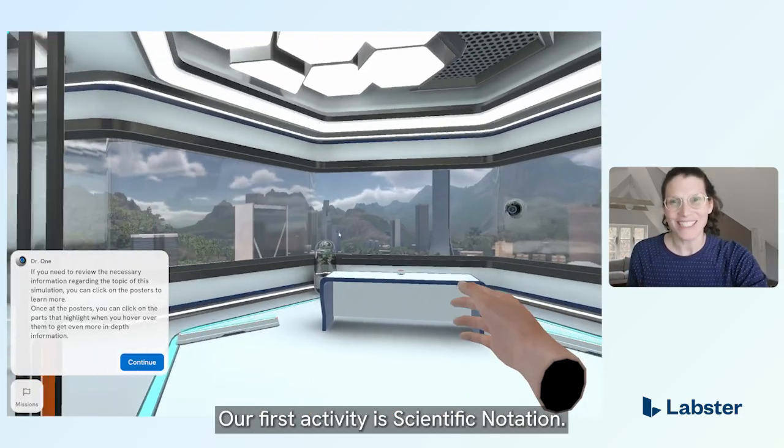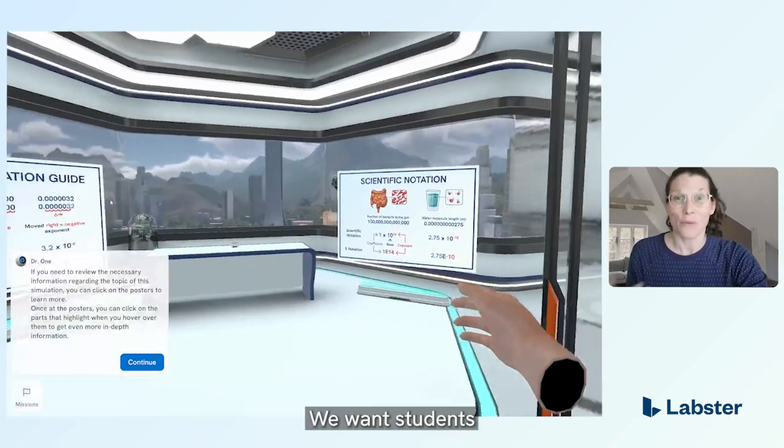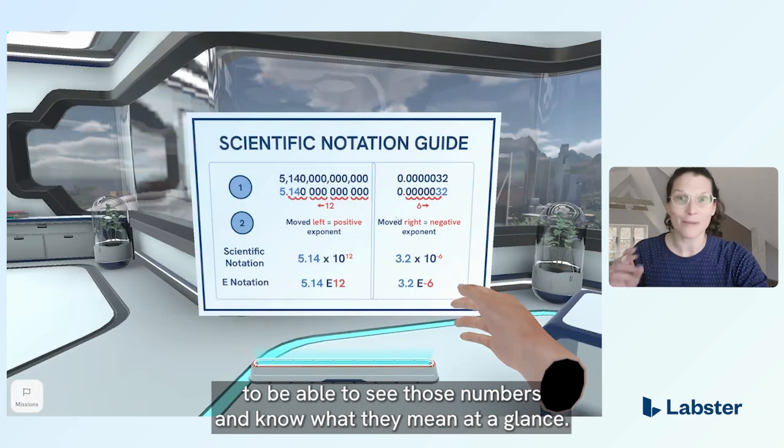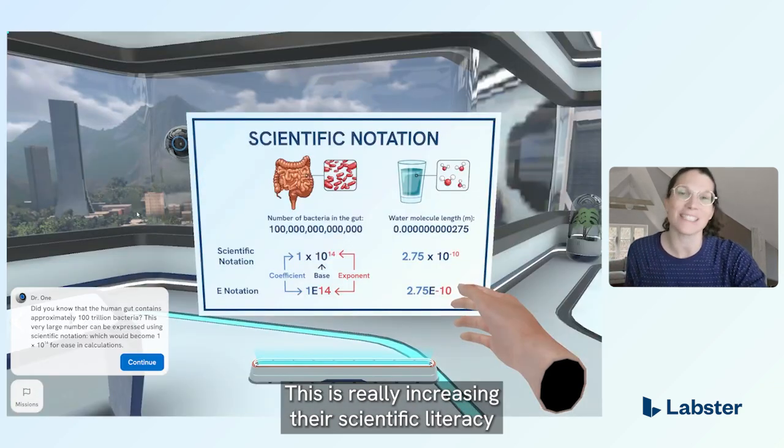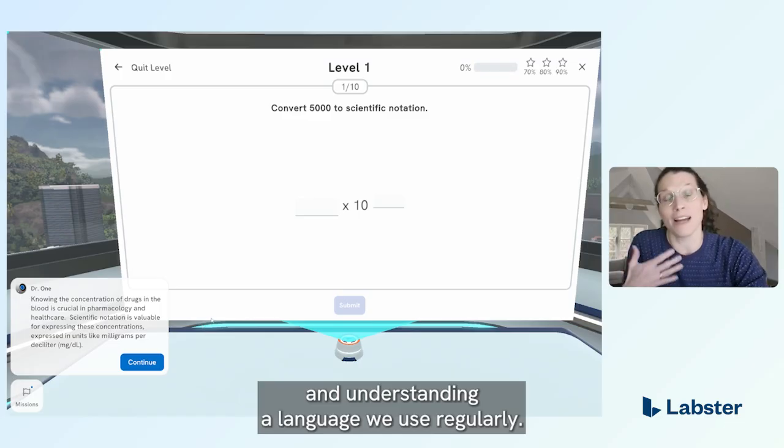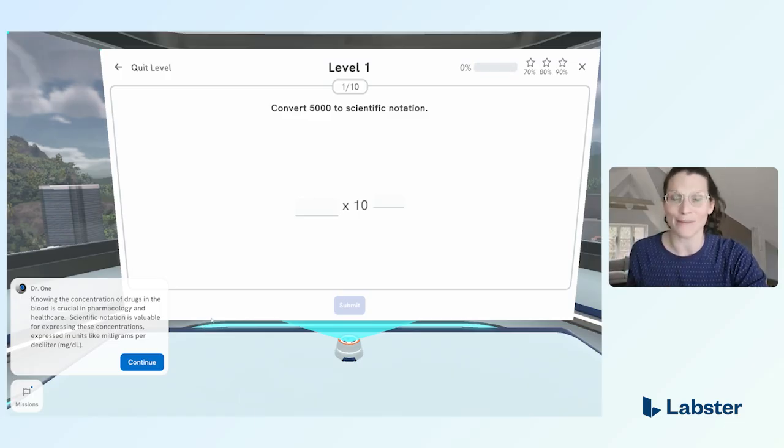Our first activity is scientific notation. We want students to be able to see those numbers and know what they mean at a glance. This is really increasing their scientific literacy and understanding a language we use regularly.